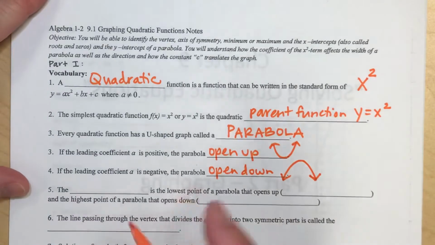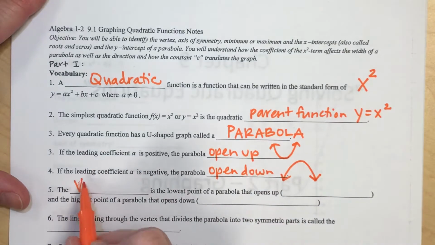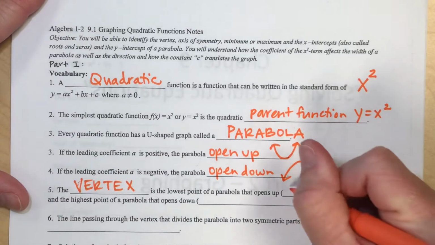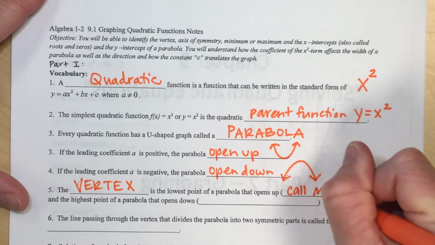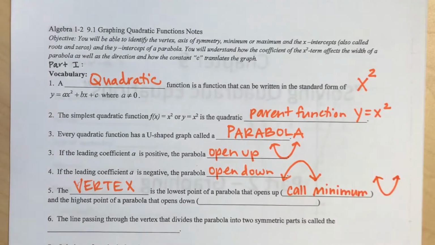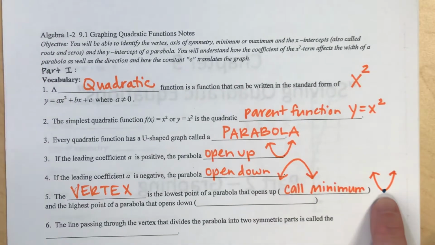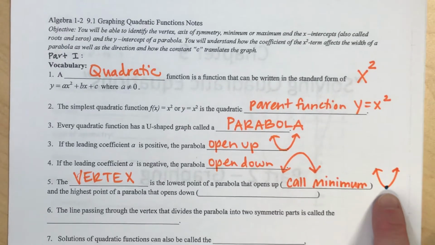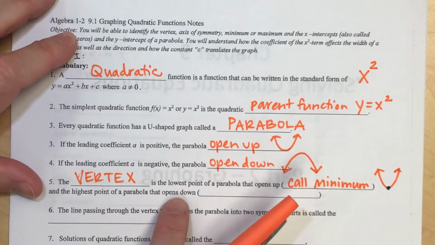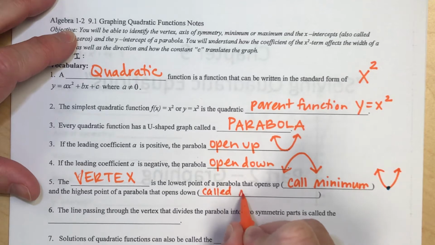Now, the blank is the lowest point of the parabola if it opens up, and I'm going to call this the vertex. The vertex is the lowest point, and we also call that a minimum. So if this is our picture, the lowest point on that graph is what is also called the minimum of your parabola. And then likewise, but exactly opposite, if you have a parabola that opens upside down, the vertex is called a maximum.